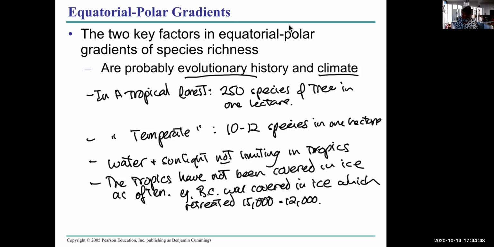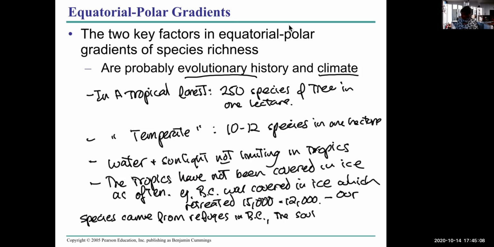So our species came from refuges in BC where there wasn't any ice. There were a couple of those. From the south and from the ocean.